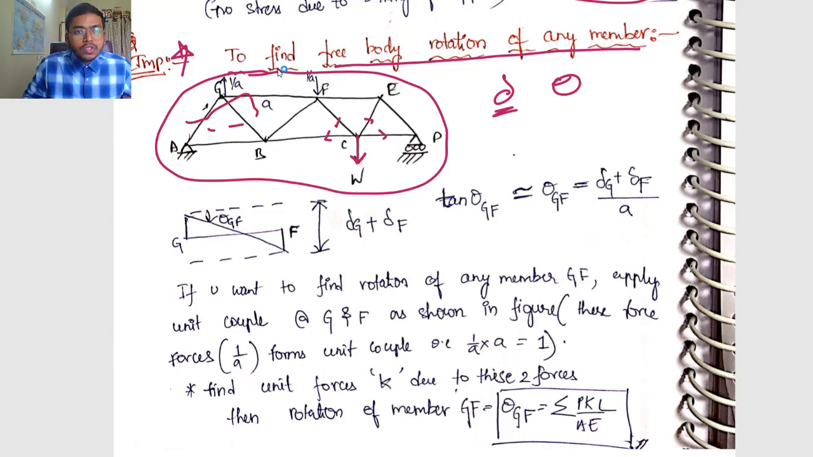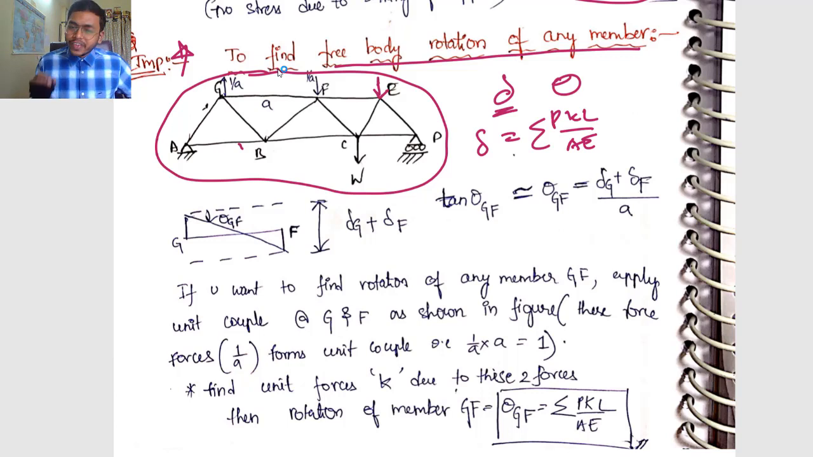We have to find all the forces in the members, and then remove this load W and place a unit load in the direction of the deflection which you want, at the joint where you want to find the deflection, and again find the values K1, K2, K3, K4, and so on. Finally, you have to sum both, and your formula was summation of PKL by AE, and you will get your deflection.